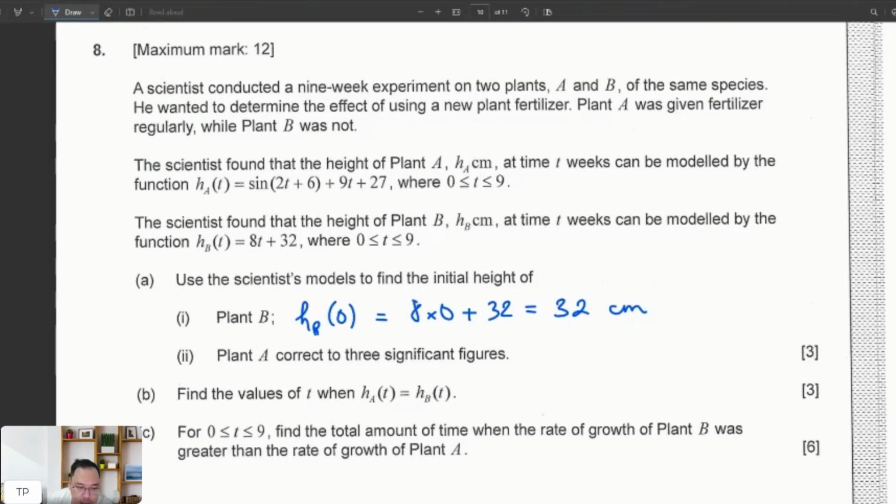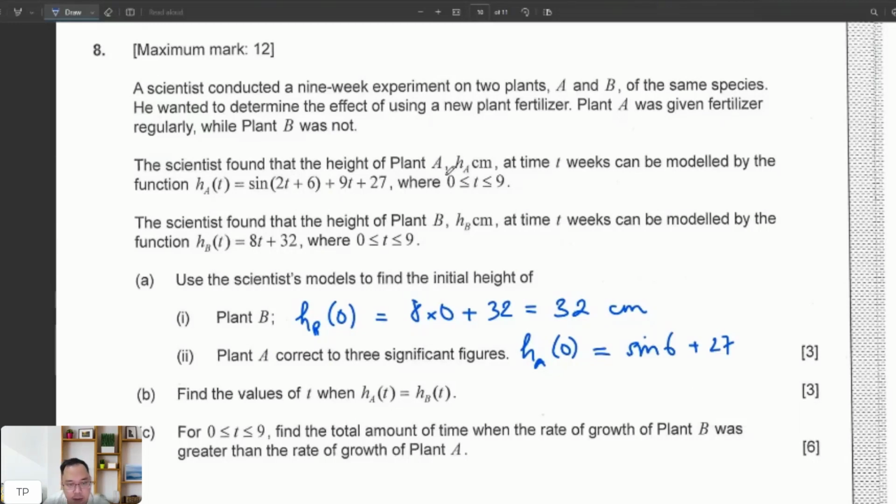Then plant A, correct to 3 significant figures. Similarly, we need to put the time to be 0 in the height of plant A. HA at time 0 is the sine of 6, here I think not 6 degrees but radians, because 2 times 0 is 0, and then plus 27 because 9 times 0 is also 0. So just add it with 27. Do they mention the angle in degrees or radians? No, it should be radians.